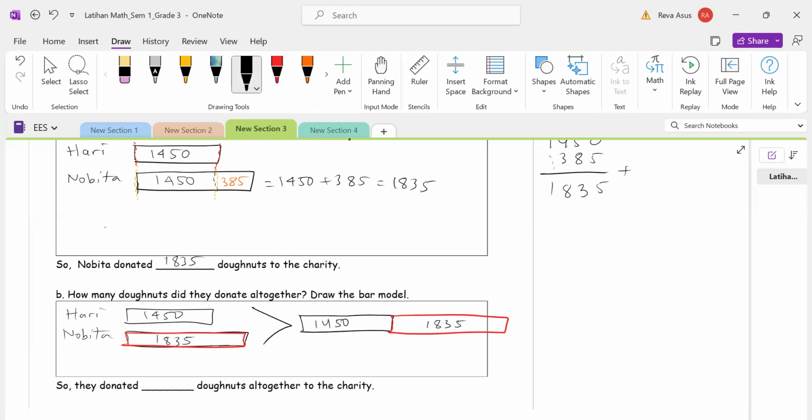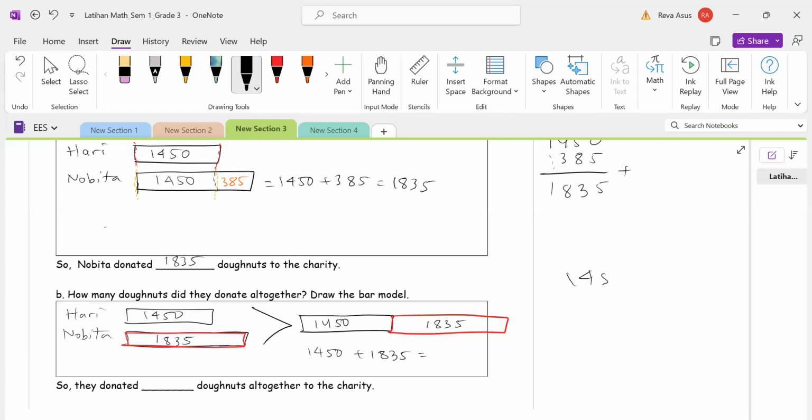So we need to plus them. 1,450 plus 1,835. Why do we plus them? Because when we sum or combine their donation all together, it would get bigger. As you can see here, the bar is getting bigger. So we plus them. Getting more, we plus them.